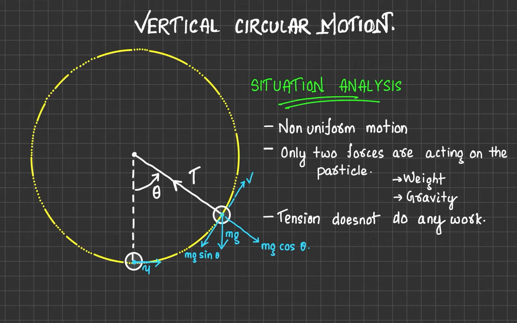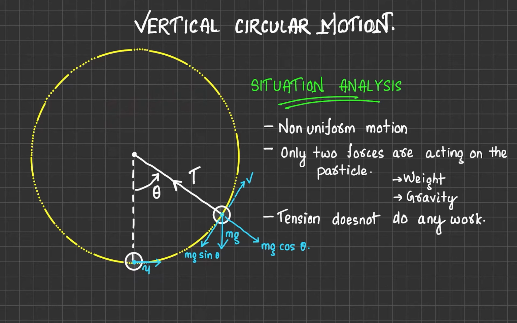Again, the second thing: there are only two forces acting, there is no mv square by r as a force. One is mg, which is the weight force, and the other is tension due to the string. These two forces together provide the necessary centripetal force. Next, as tension is always radial and the displacement vector is always tangential, the tension does not do any work. The work done by tension is 0 because the angle between T and the ds vector will always be 90 degrees. According to our formula F s cos theta, theta here is 90 degrees, so tension will not do any work.